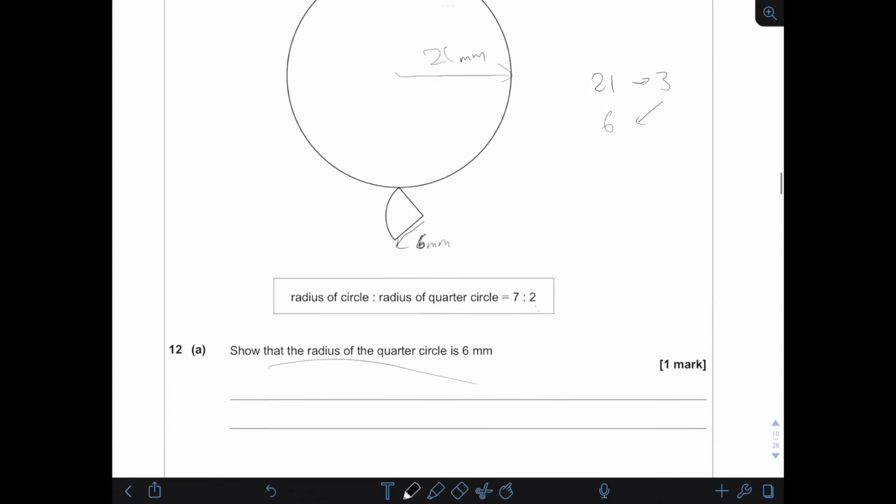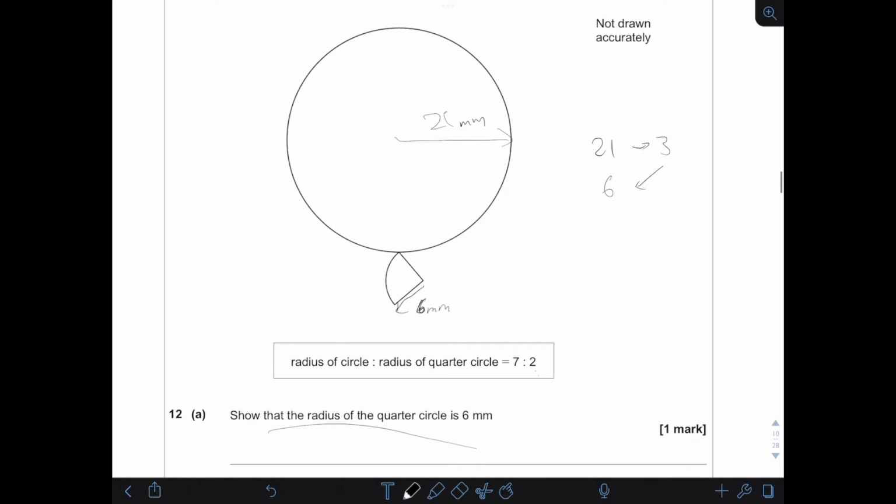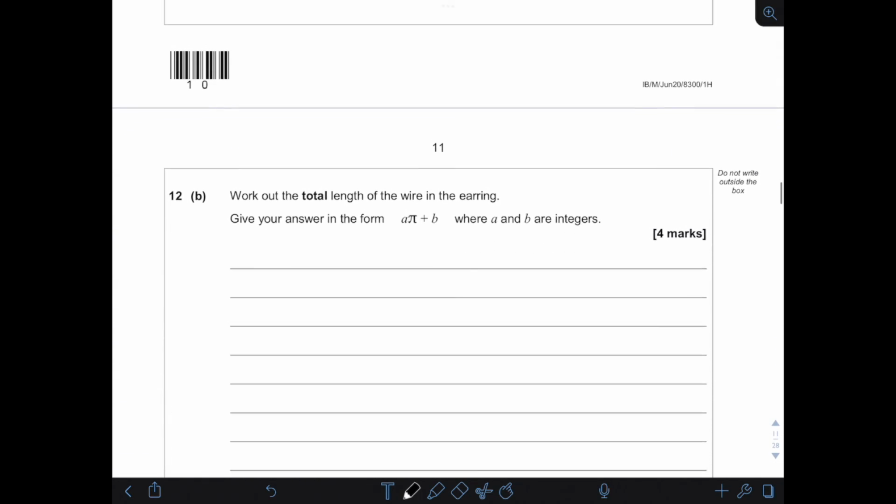So again, ratio is about working out what each part is equivalent to. So 21 millimeters contains 7 parts, and hence you can work out what each part is equivalent to, which is 3, and then you can work out anything else so long as you know how many parts you're working with. In this question, it's 2 parts of 3. So 2 times 3 is 6. So that's how you get to the answer.